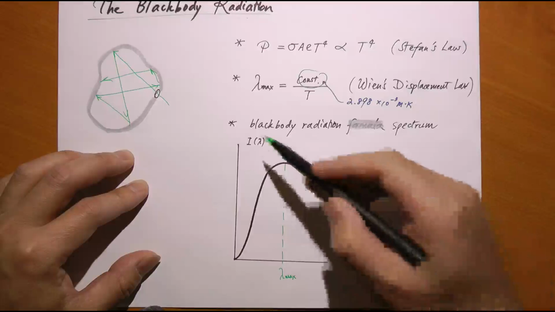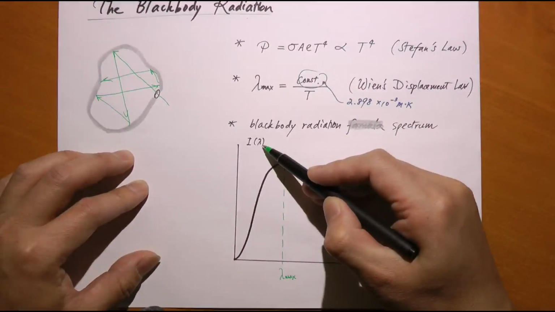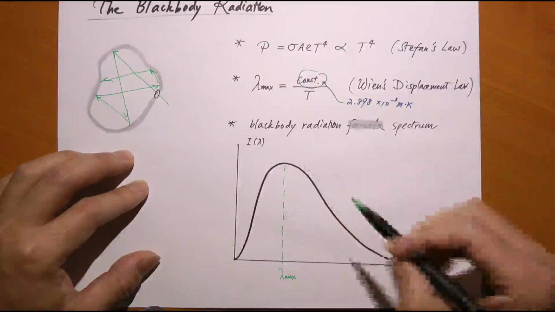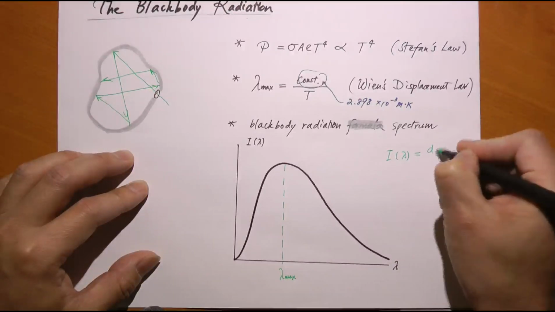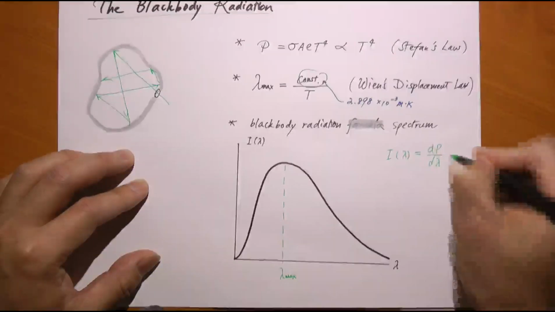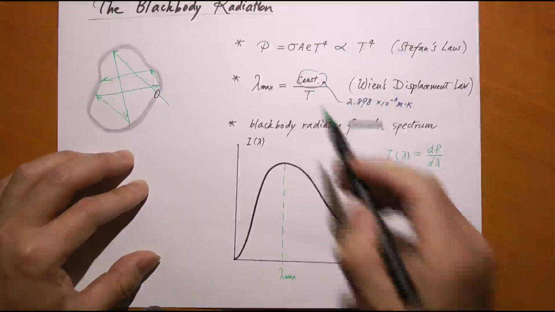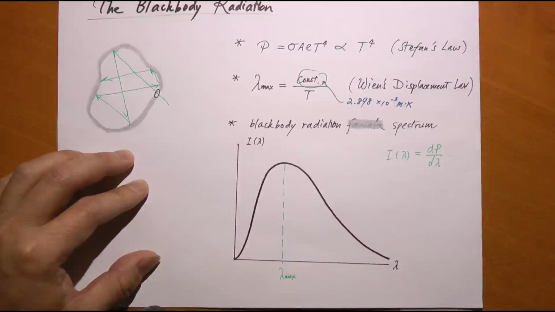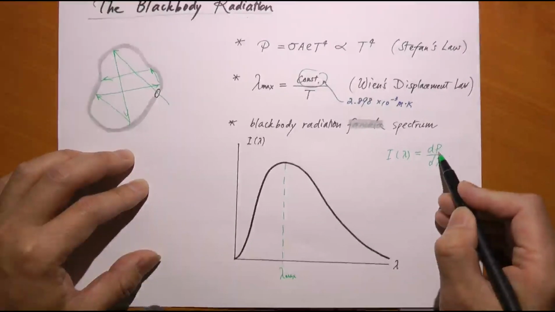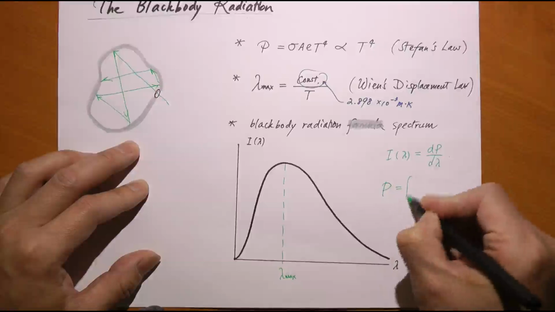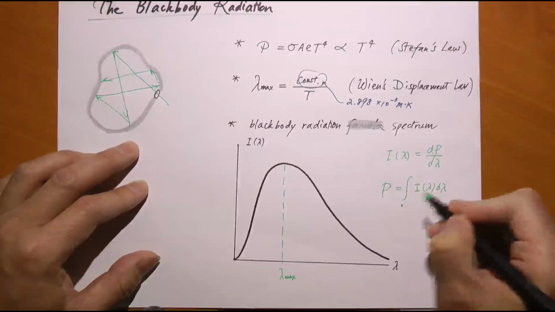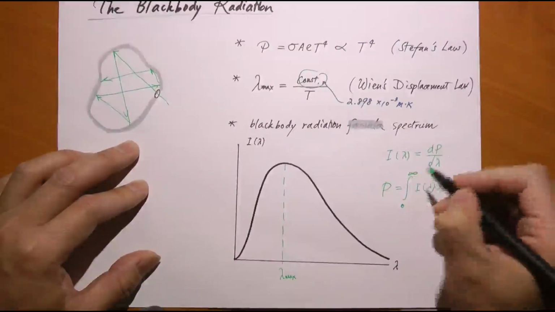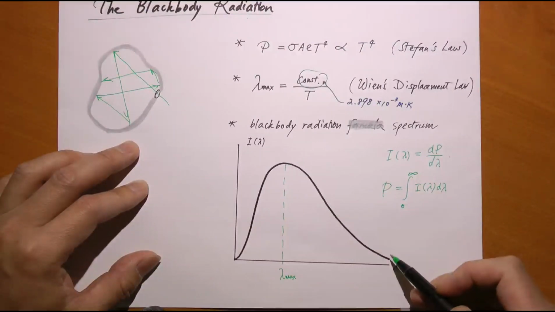Again, this I lambda is the amount of power radiated per unit wavelength, so I lambda is defined as dP d lambda. And how do you get the total power emitted? Well, the total power emitted is the integral over dP, and therefore P equals the integral of I lambda d lambda, going from 0 to infinity. By definition, this is in fact the total area under this curve. You can think of this as an experimental finding.